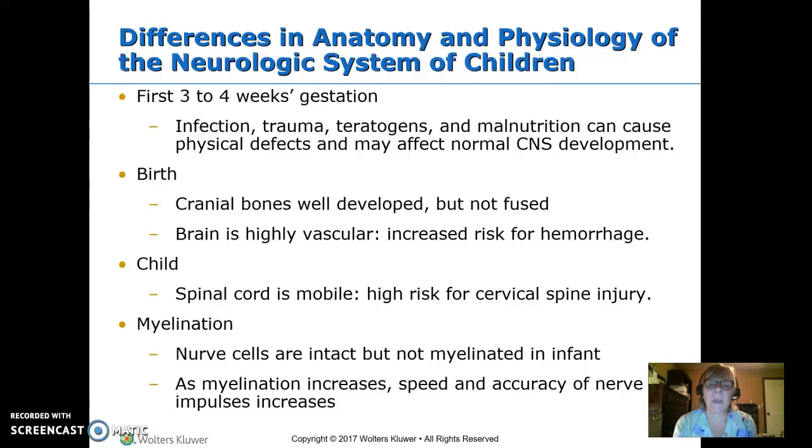Myelination. Babies are born with the nerves, but the nerves aren't well myelinated in the central nervous system, and so that myelination is happening during infancy and early childhood, which makes a big difference in the speed and accuracy of nerve impulses, which is why they get much better at being able to control their movements.